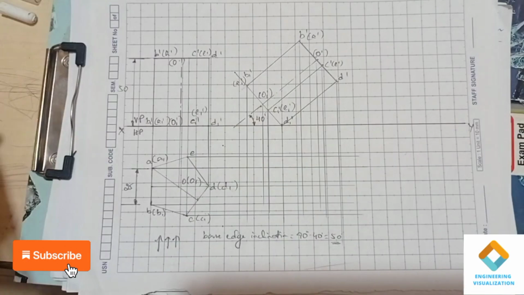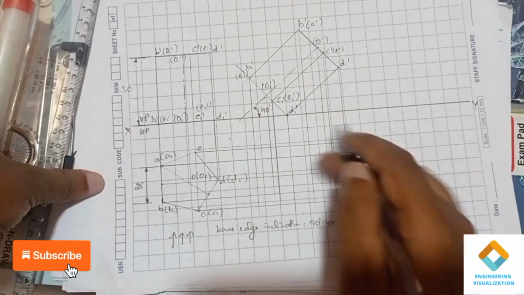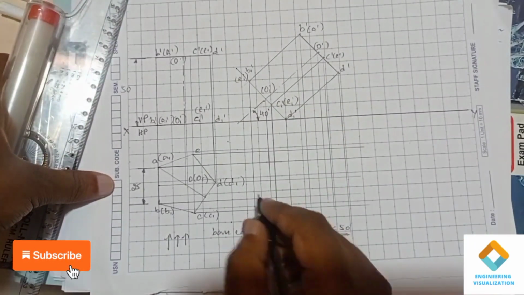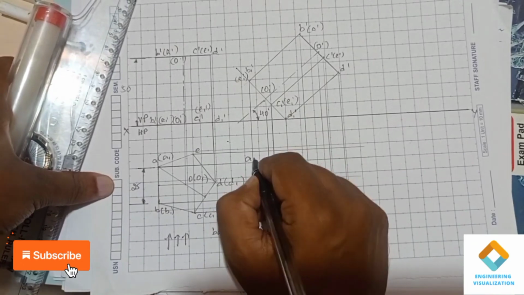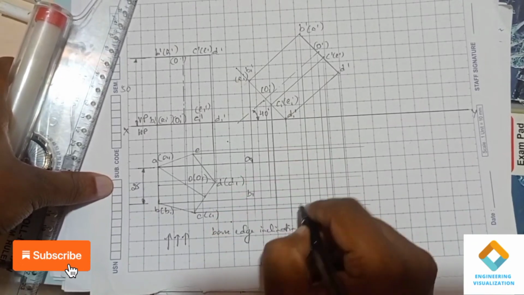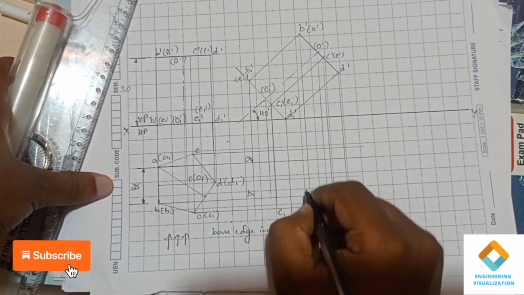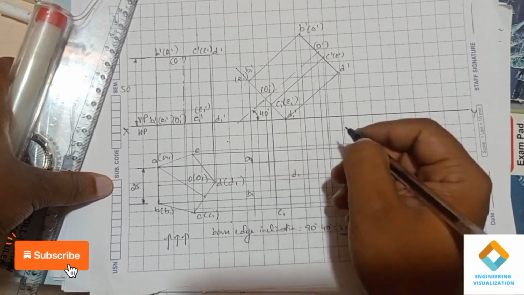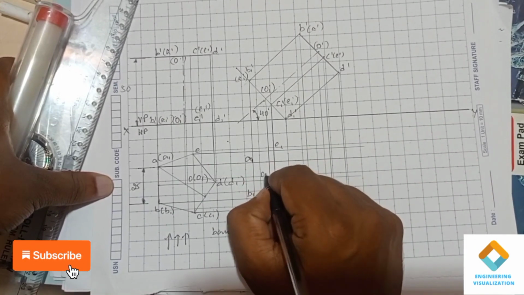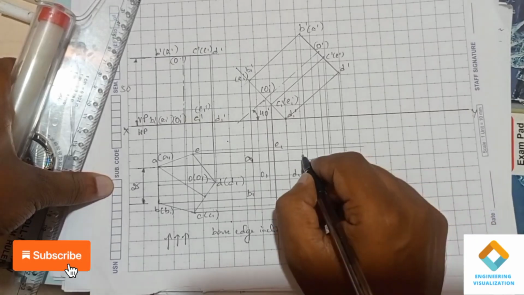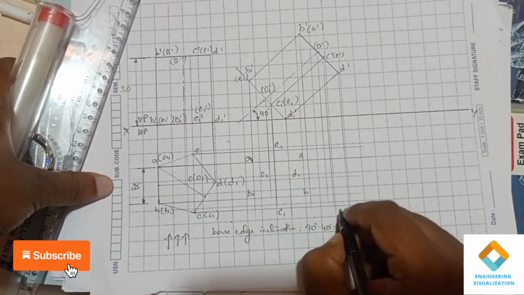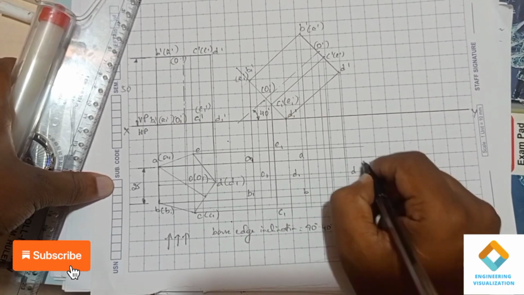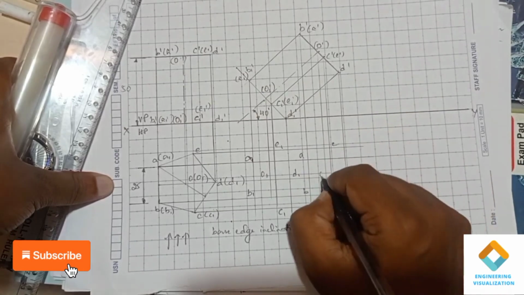Now we can write down the namings for the second position top view. First I'll write for the bottom face. The bottom face is A1, B1, C1, D1 and E1, and this is O1. Same way for the top face, A, B, C, D and E, and mention the O here.